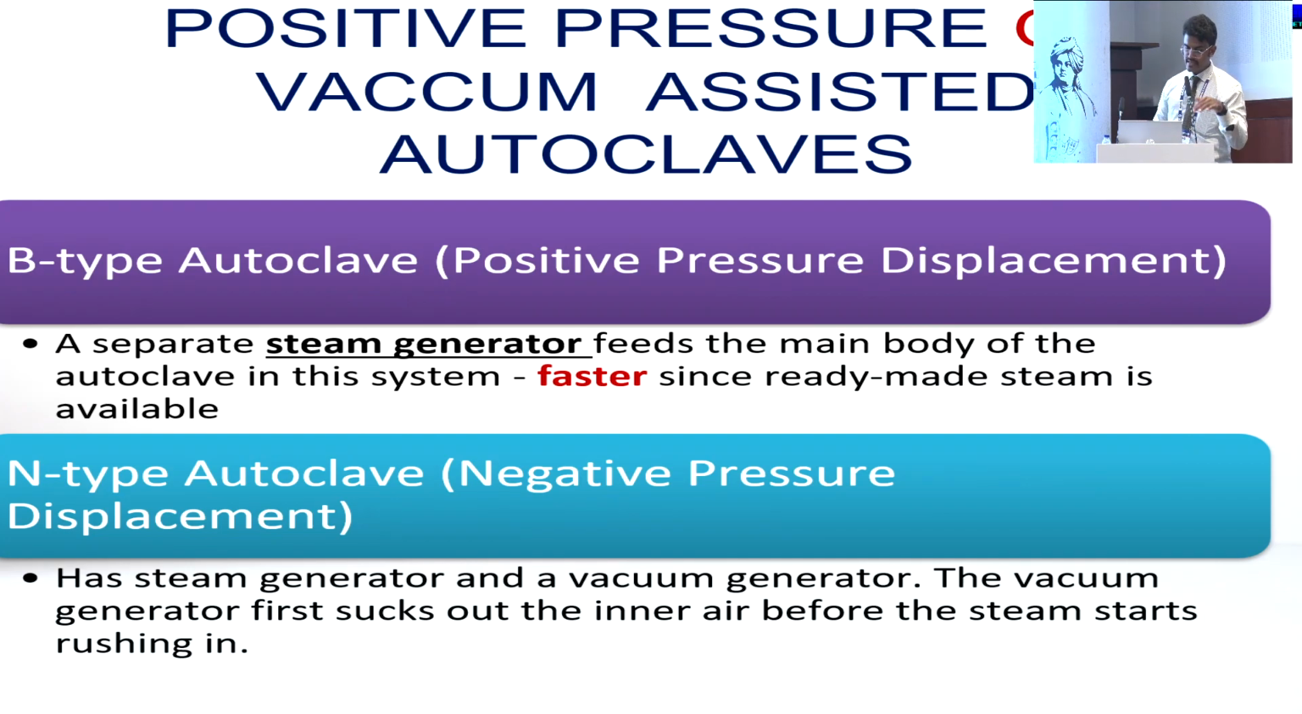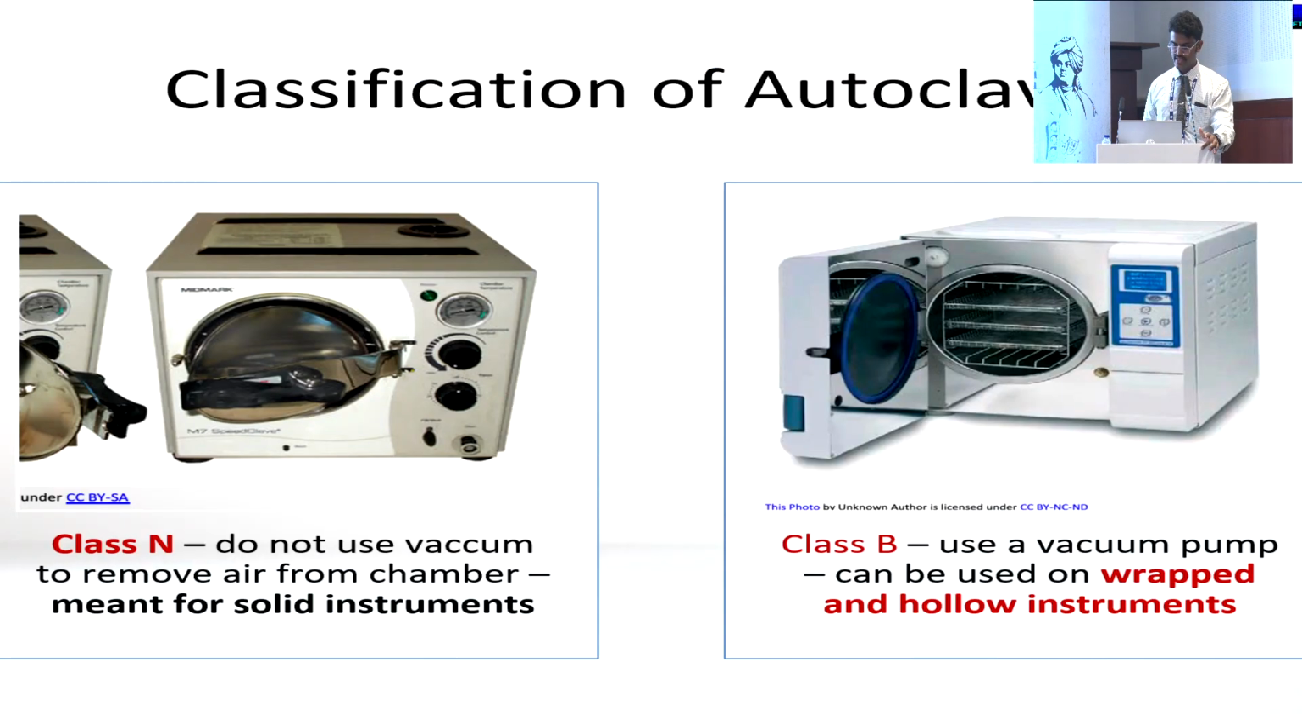So under this particular category of vacuum assisted, there are different types. First is the B type, which is the prototype, where there is positive pressure displacement. Separate steam generator. Note this point. A separate steam generator feeds the main body of the autoclave in the system. And remember that it's faster because it is positive pressure. Whereas the N type is the negative pressure, has a steam generator and a vacuum generator, and this is where it first sucks out the air inside and then the steam starts rushing in. So these are the different models.